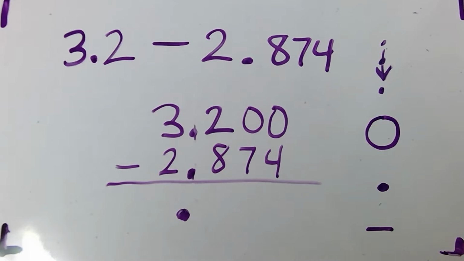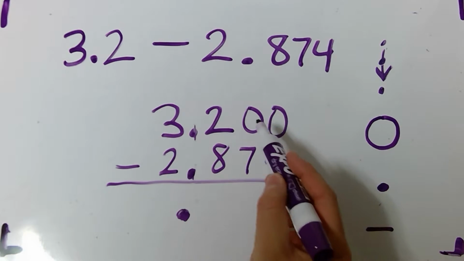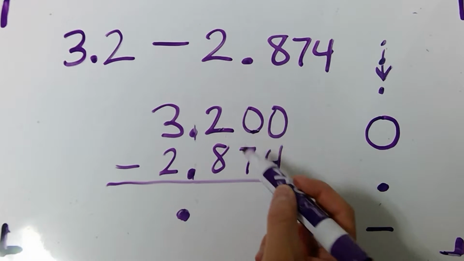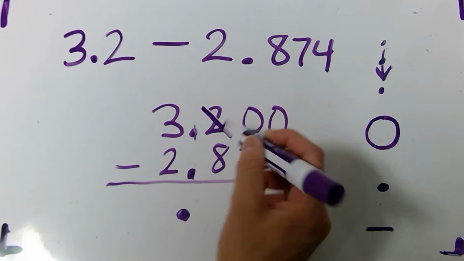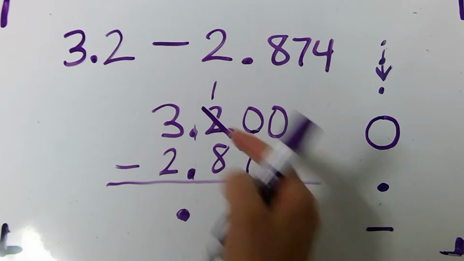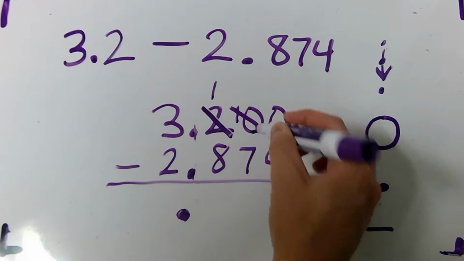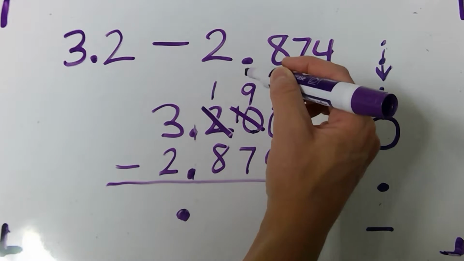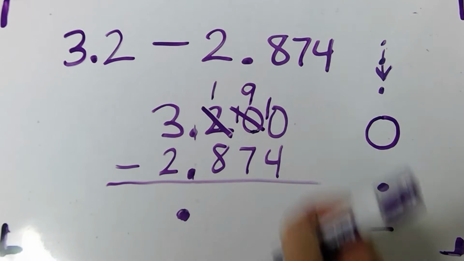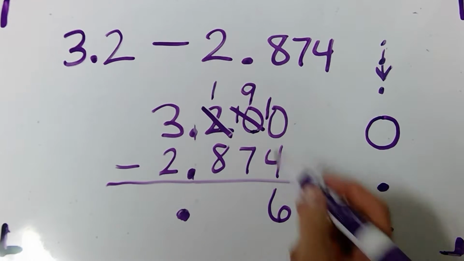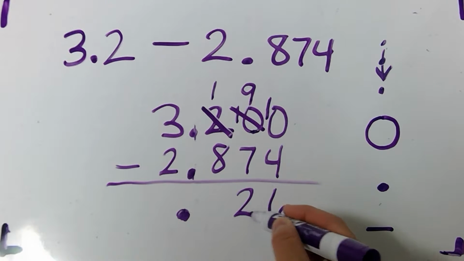0 minus 4, I can't do it. So I have to borrow from the closest neighbor. But there's nothing here in the hundredths place. It's a 0 as well. So that means I have to borrow all the way from the 2. I'm going to take 1 from the 2, and the 2 becomes a 1. Now that 1 that I just borrowed from it makes this a 10. But I still can't do 0 minus 4. So I've got to borrow from the 10, it becomes a 9, and that 1 that I just borrowed makes this a 10. Now can I do 10 minus 4? Yep, it is 6. 9 minus 7 is 2.